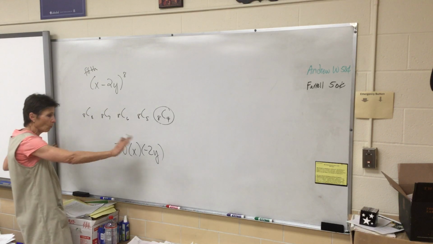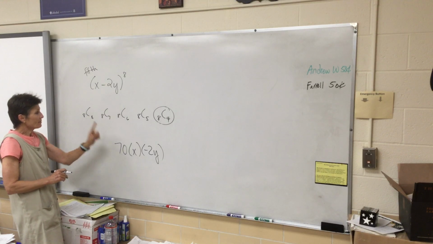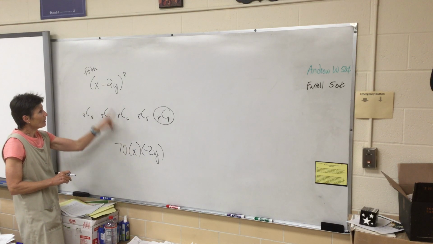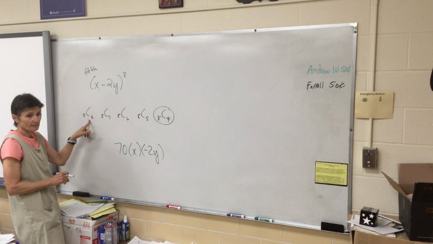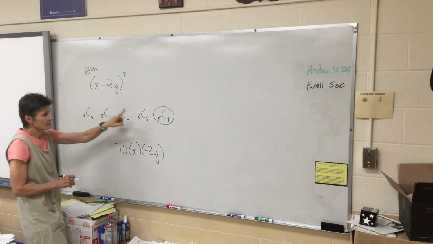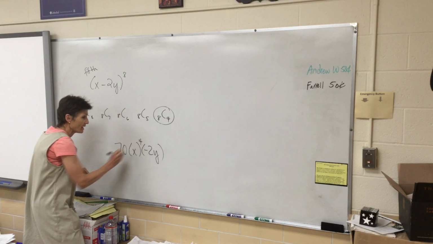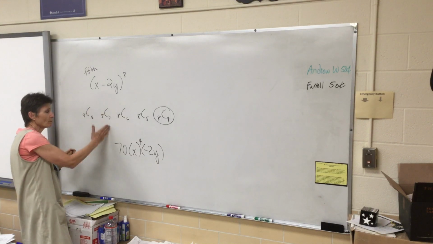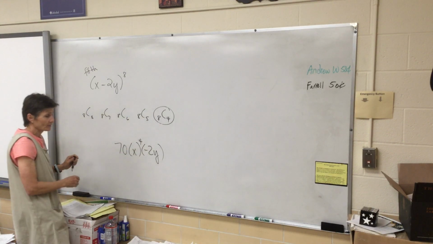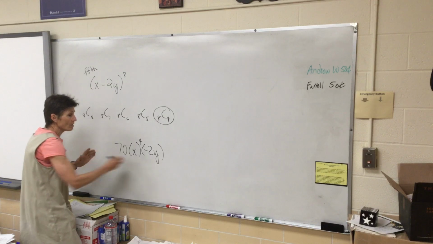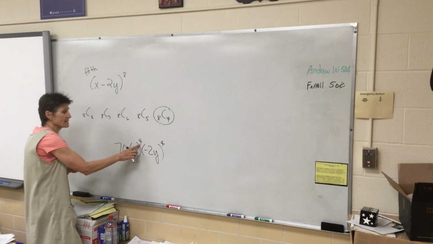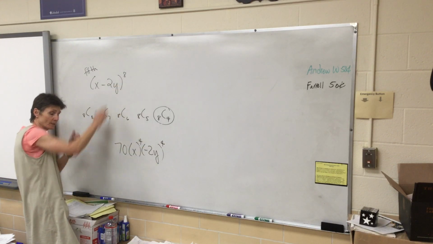If I were doing the whole thing, in the first term, the power on the x would be 8. And here it would be 7, 6, 5, 4. So the power on the x is 4, just from counting down. If that's a 4, this is a 4, because they have to add up to 8.